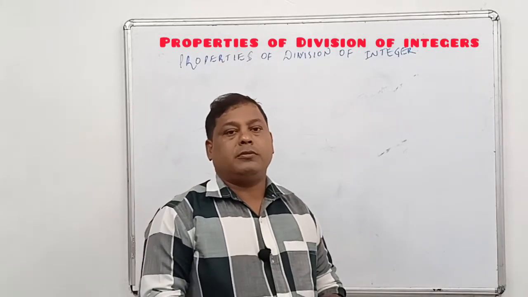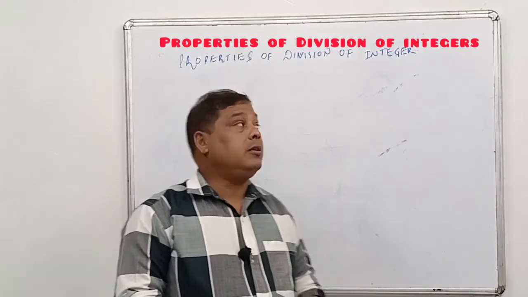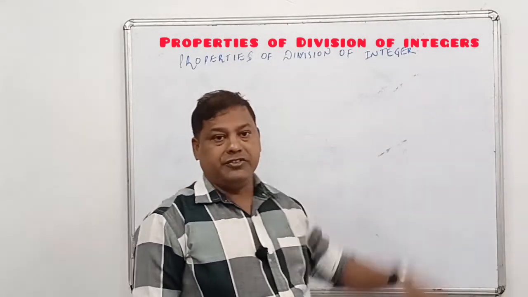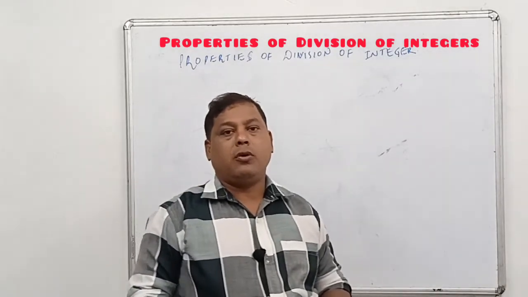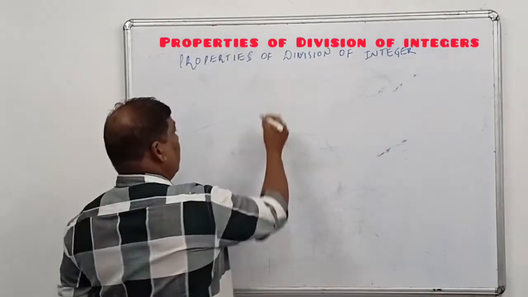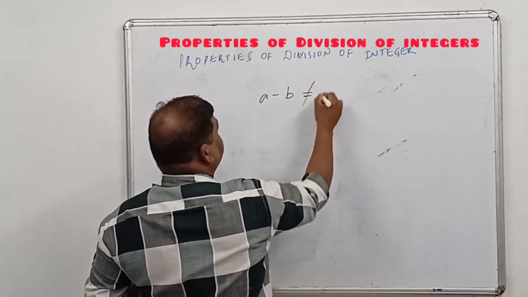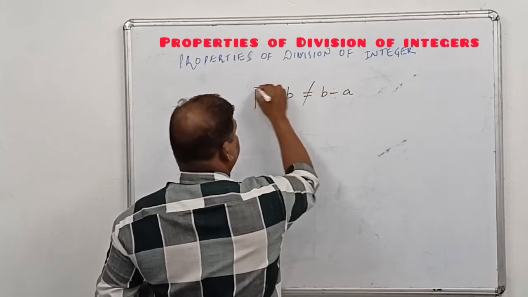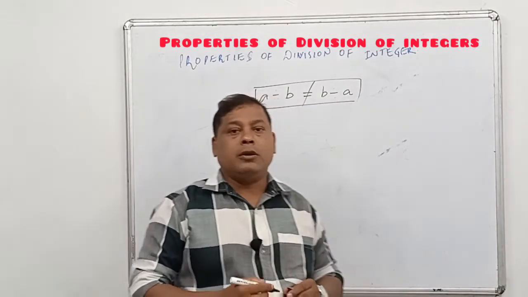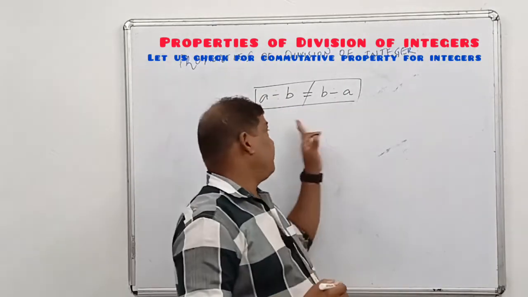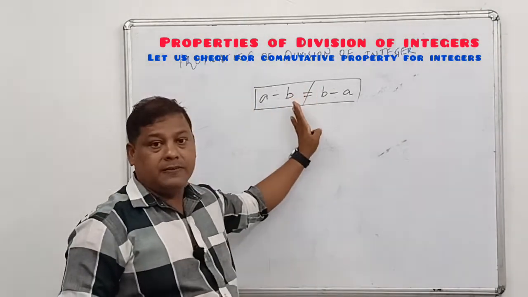Now to the next topic. Now let us check for commutative and associative property for division of integers. As we know that division is not commutative for whole numbers. That means, already we learned in the previous class, a upon b does not equal b upon a. So division is not commutative for whole numbers. Now let us check for integers here.